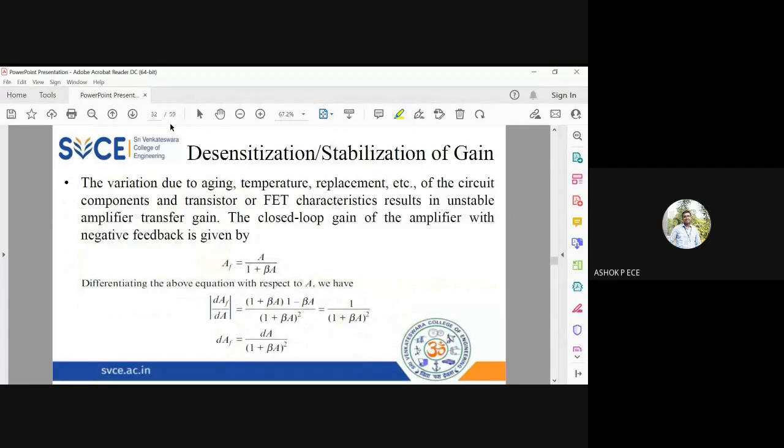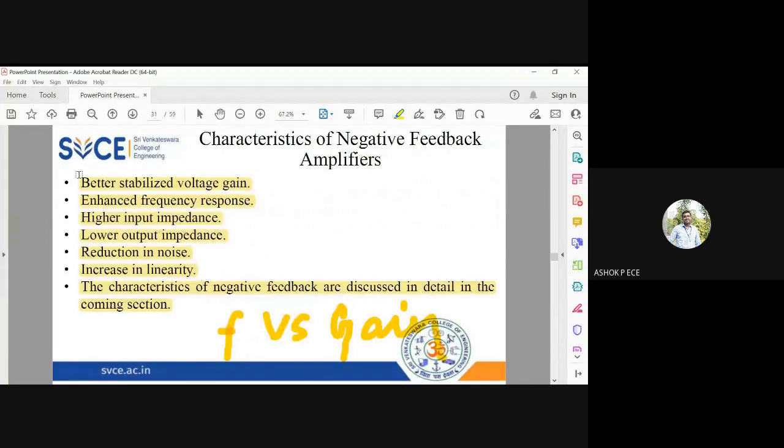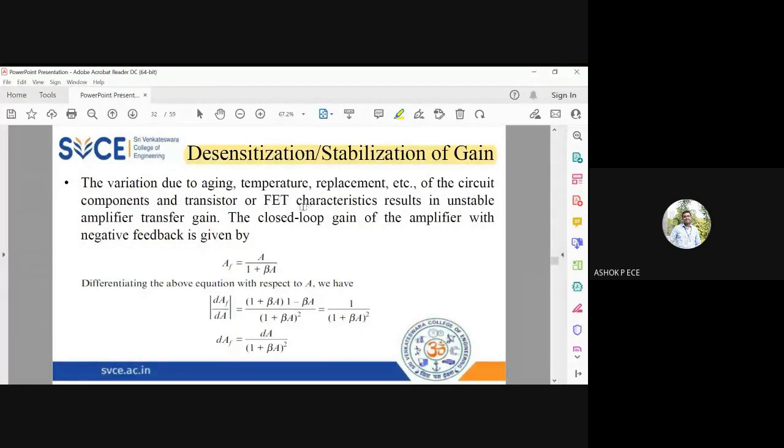amplifier. First one is desensitization or stabilization of gain. First point you see, stabilized voltage gain. So I told you the voltage gain remains constant for a fair enough long range of frequencies. So we are going to see how this is done using a negative feedback amplifier. The very first property we have taken is desensitization or stabilization of the gain.